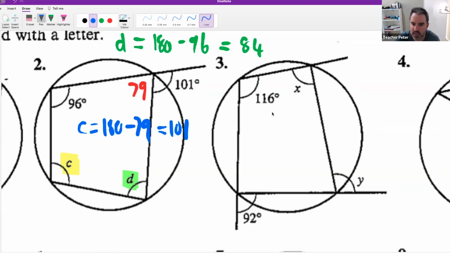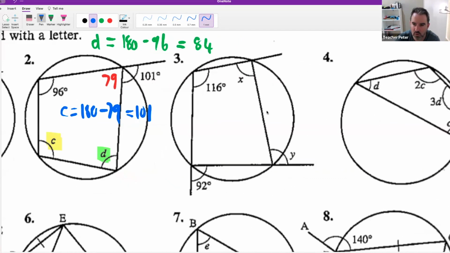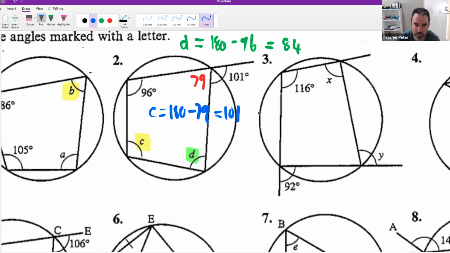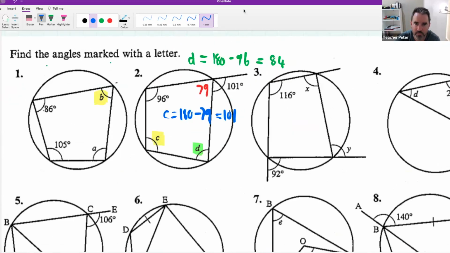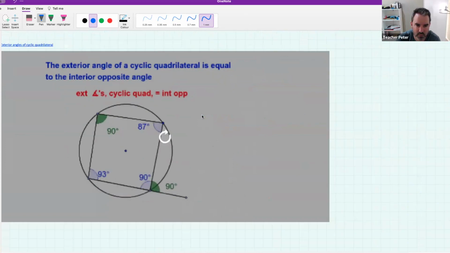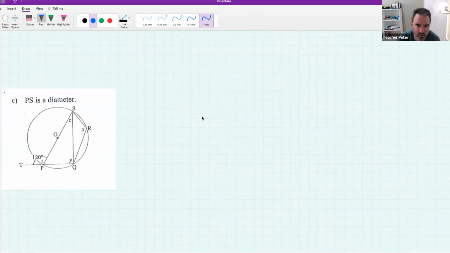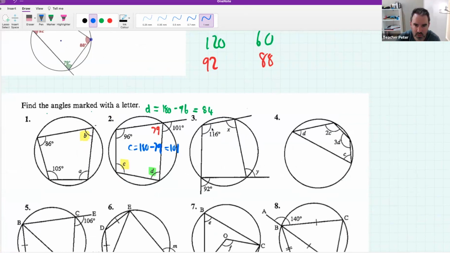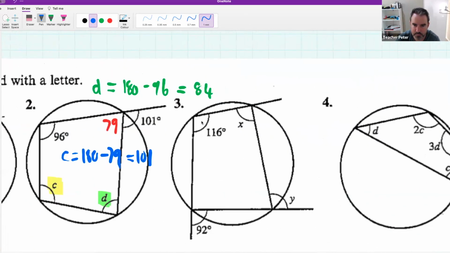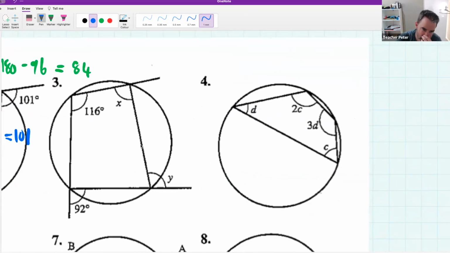Let me see if I've got another one before we go to break time. Exterior angle. That's that one. Okay, let's see if you can do number 3. Then we'll take a break. Now, number 3, it really would be quite helpful. No, actually, you know what? Let's take a break. I will come back to this after break. I think we need a break for now.